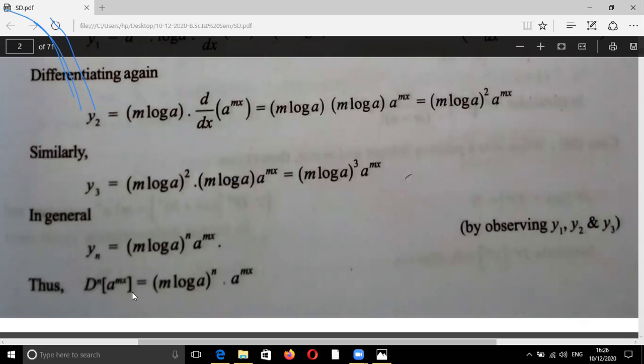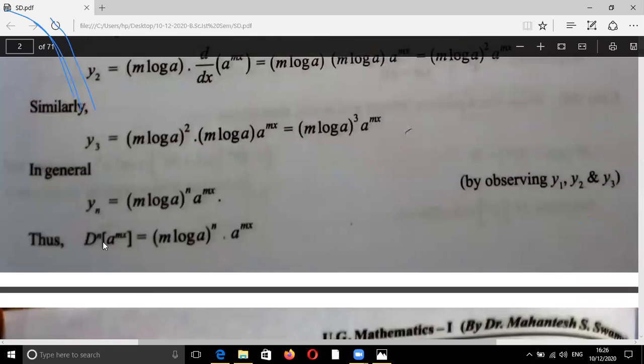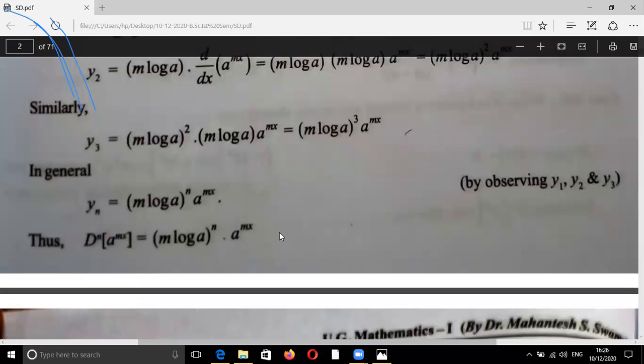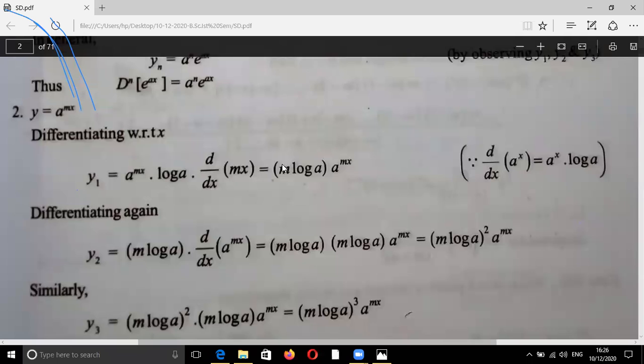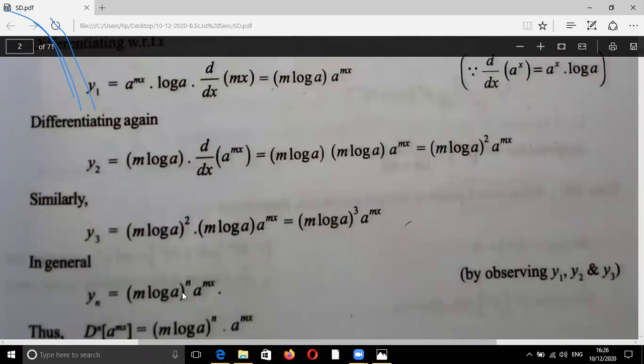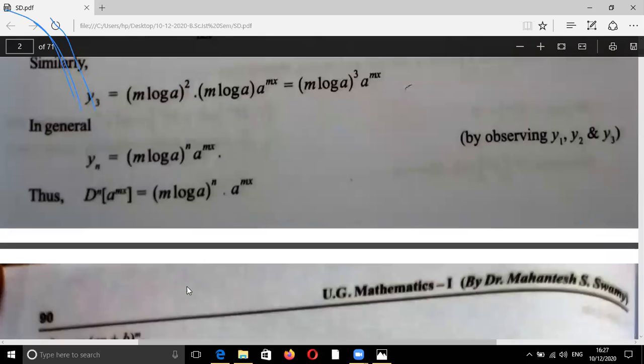Now the nth derivative of a to the power mx equals m log a to the power n into a to the power mx. By observing y1, y2 and y3 you write this. You see, for y1 we have not written 1, but that is understood: y1 equals m log a to the power 1 into a to the power mx. Similarly y2 equals m log a square, then m log a to the power 3, and m log a to the power n, the nth one. This is the nth derivative of a to the power mx.